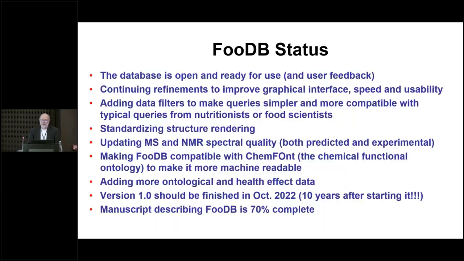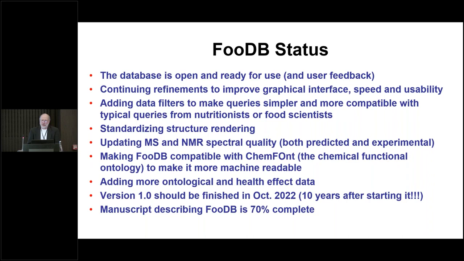But there's still a lot to do. It's been around. It's been used a lot. We're obviously working on improving the interface, speed, usability. We'd like to add more filters to allow more compatible queries for people in the food and nutrition science, so that you could actually look for foods with the highest content of, say, oxalic acid or the lowest content of phytic acid. We're also trying to standardize some of the structure rendering. It's a bit of a wild west in terms of how people both draw their structures and how they name their structures. We're improving the NMR and MS spectral quality.